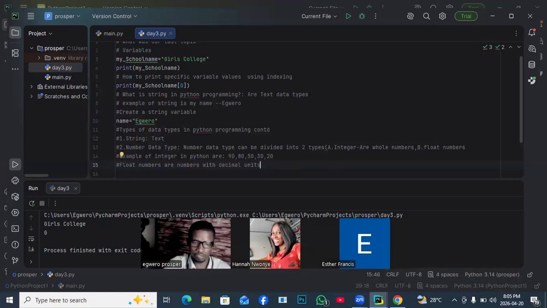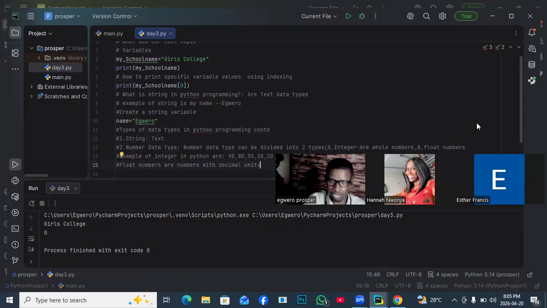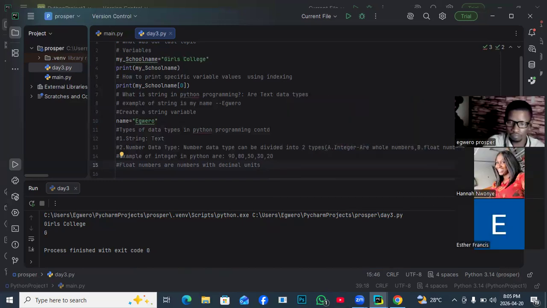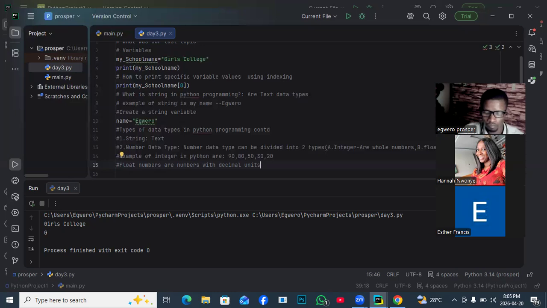It's clear. Okay, so I want somebody to tell us the difference between integer and float number in programming. Can somebody differentiate them before we look at some practical examples? What is the difference? Integers are numbers that don't have decimal points, while floats are numbers that have decimal points. Perfect, perfect.